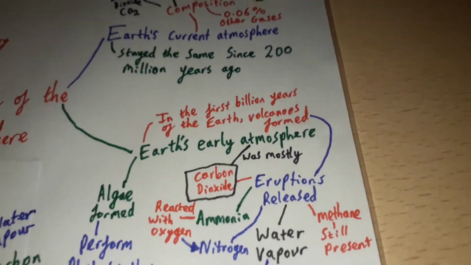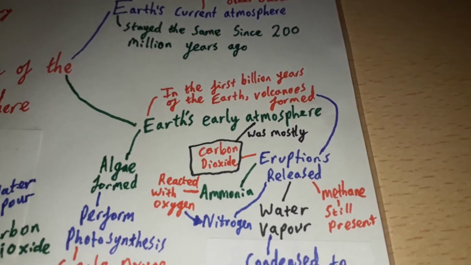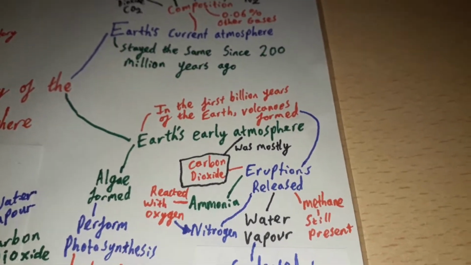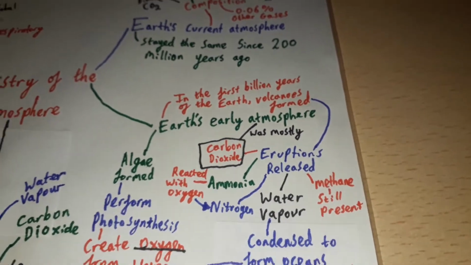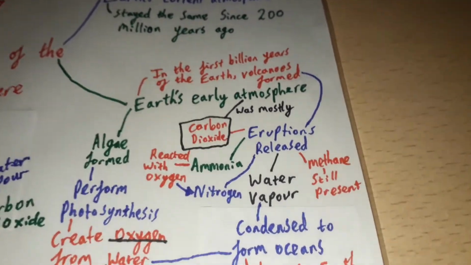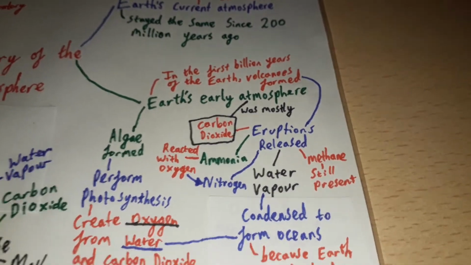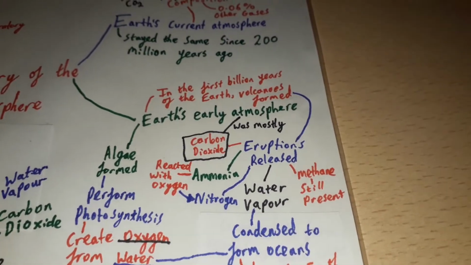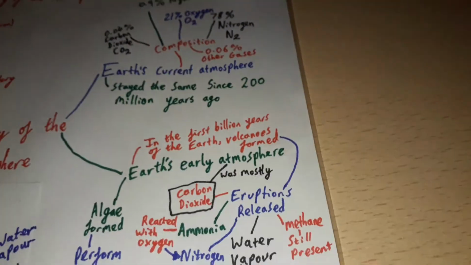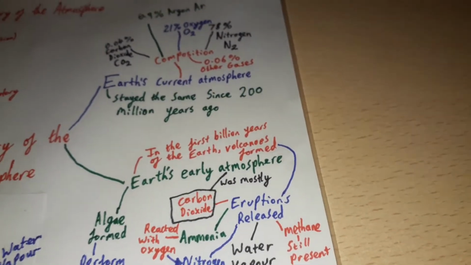So Earth's early atmosphere, in the first billion years of the Earth, volcanoes formed. These volcanoes erupted, and the eruptions released carbon dioxide, ammonia, nitrogen, water vapor, and methane. The methane from these eruptions is still present, as there's still methane in the air making up the other gases. It was just a really small trace amount at the time, and is now.